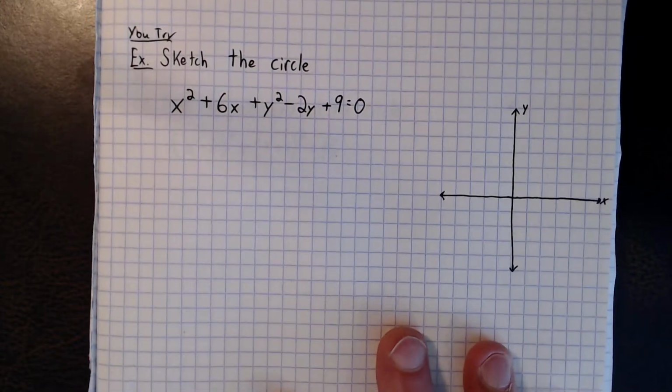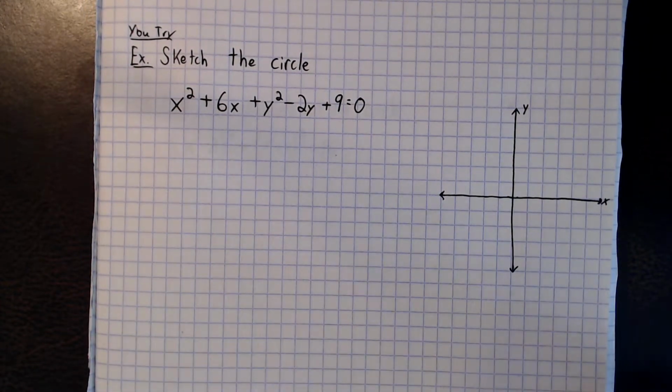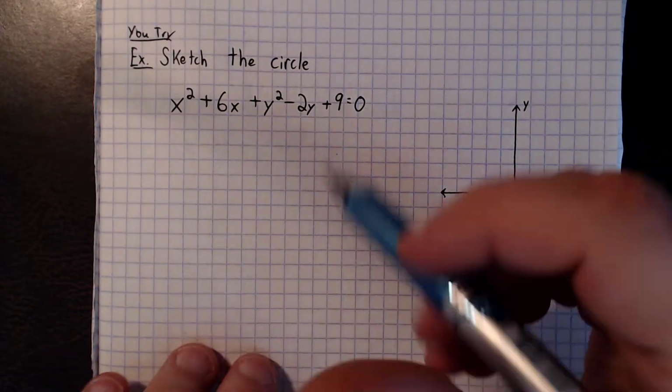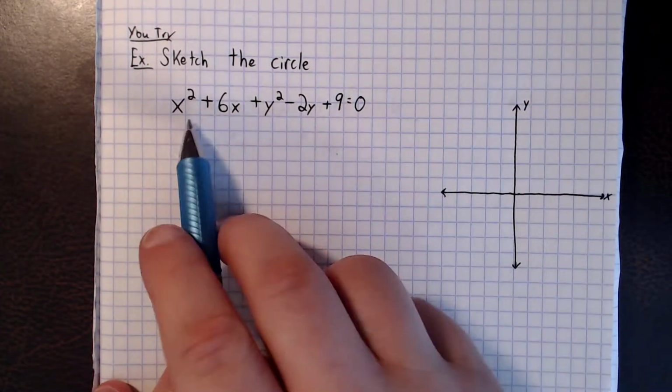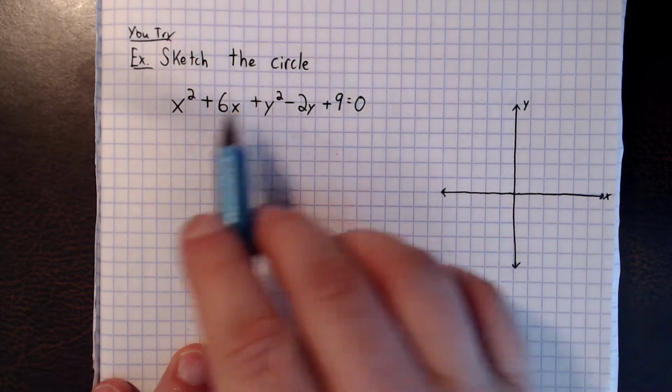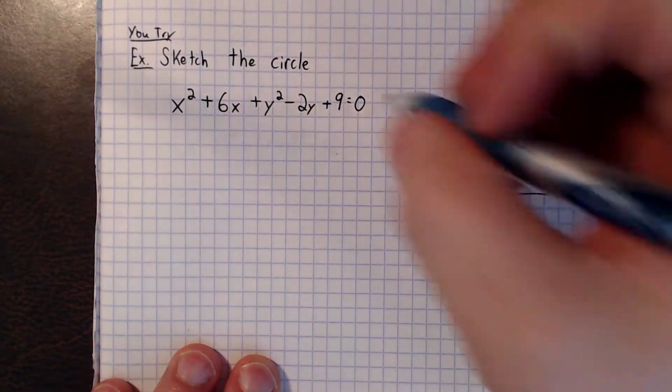You're up. Try this one out. Pause the video, resume it when you're ready to check. Let's check this one out. So if you remember, we're going to want to get rid of that 9 right away and then start grouping our x's and our y's together.